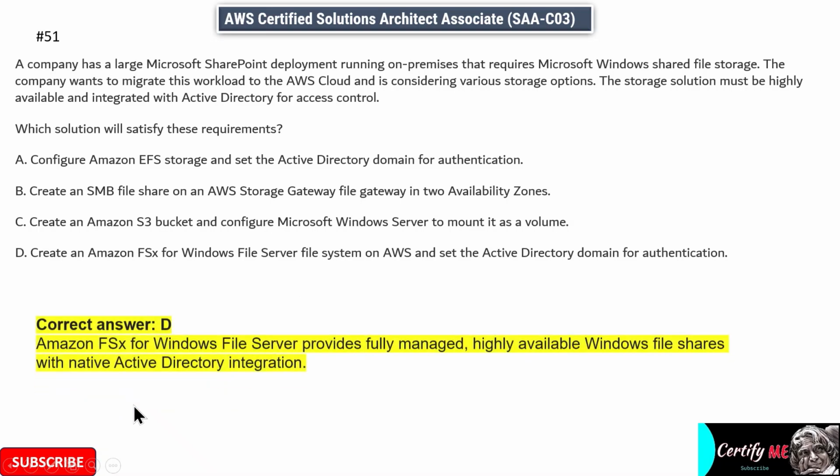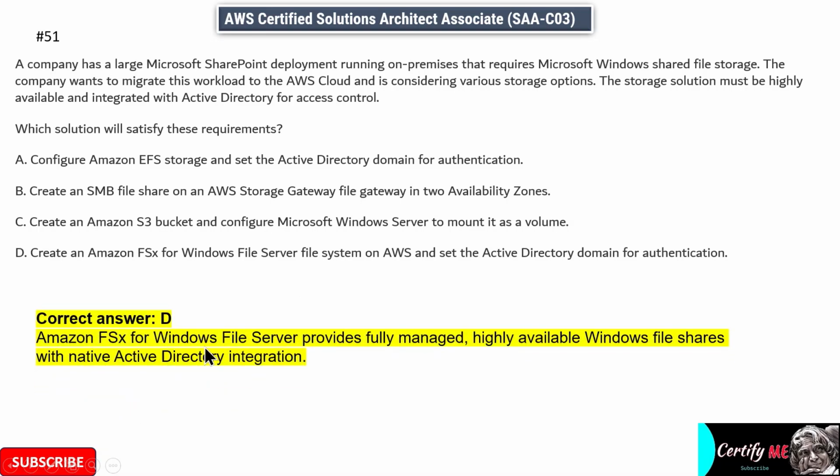The correct answer is option D. Amazon FSx for Windows File Server provides fully managed, highly available Windows file shares with native Active Directory integration. Next question.